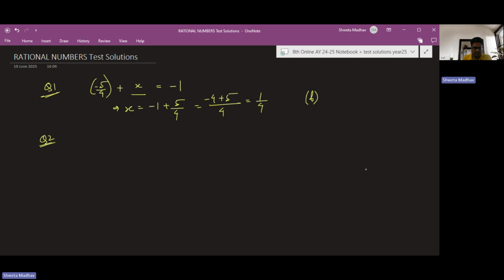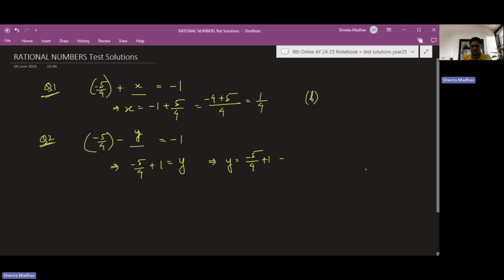Then in question number 2 it is told, what should be subtracted from minus 5 by 4 so as to get minus 1? So let's call the number y. Then I can say that minus 5 by 4 plus 1 will be equal to y. If I take the LCM, that will be 4, and this is minus 5 plus 4. So this will be minus 1 by 4. So option A is the correct answer.